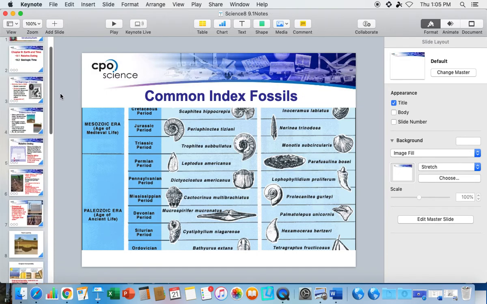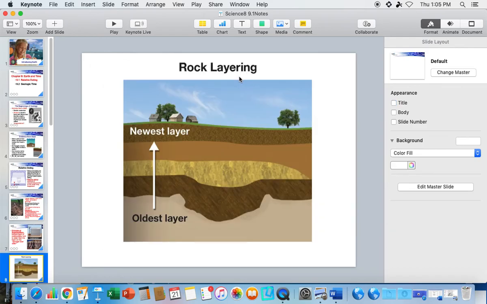So remember, when we're talking about relative dating of rocks, all we're saying is younger over older. So what event happened first, what happened second, what happened third, that's what relative dating is, not actually assigning an age to it.